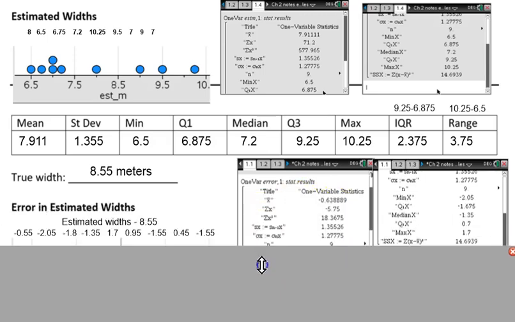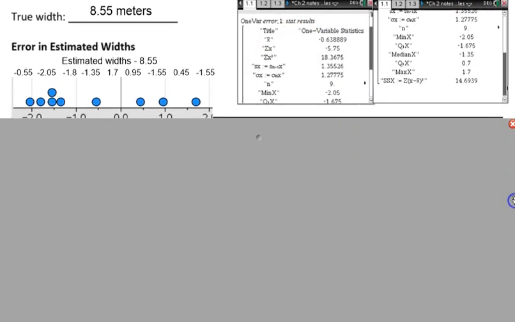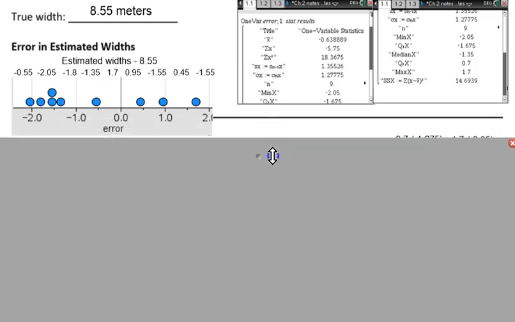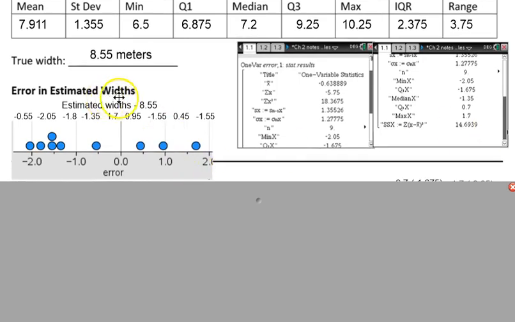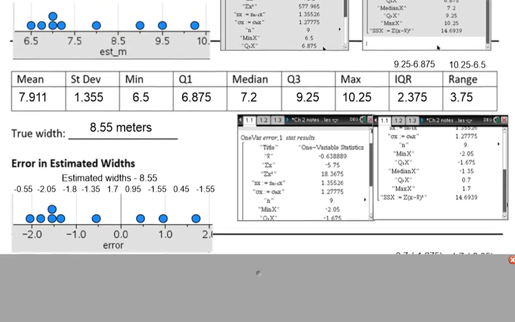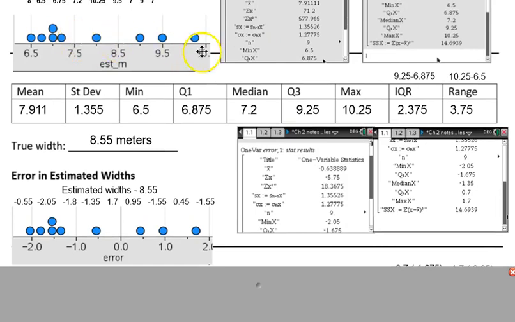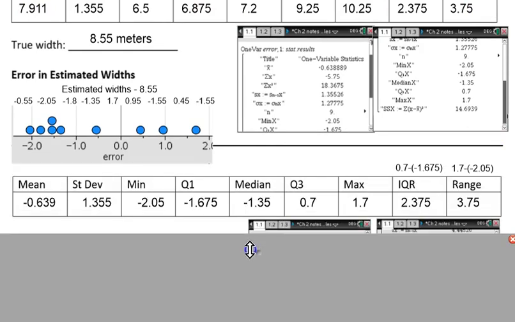So when we looked at all that information, scroll down a little bit here. Notice now that we have the error and estimated widths. The dot plot looks very much the same, except the scale is just shifted. So instead of having the mean of about 7.9, now the mean is 7.9 minus 8.55. So the mean now is close to 0, but a little bit on the negative side. So we see that these 3 values guessed too high, and these 5 values guessed too low, because 0 represents the correct guess in this case.